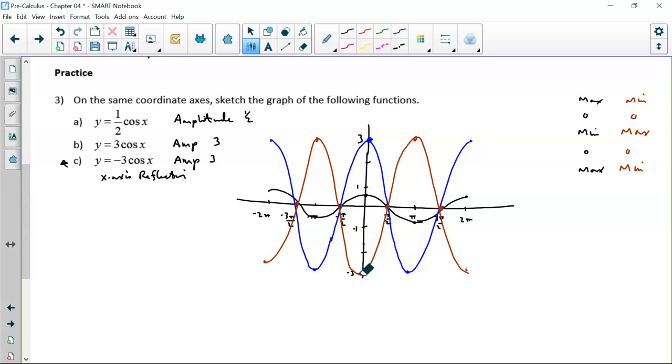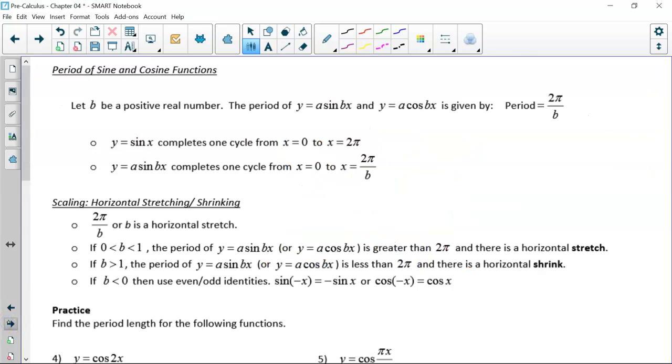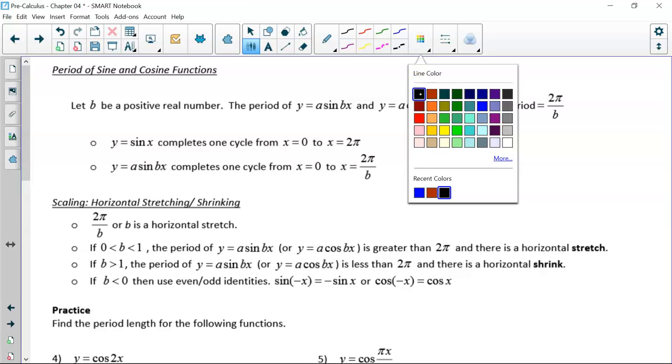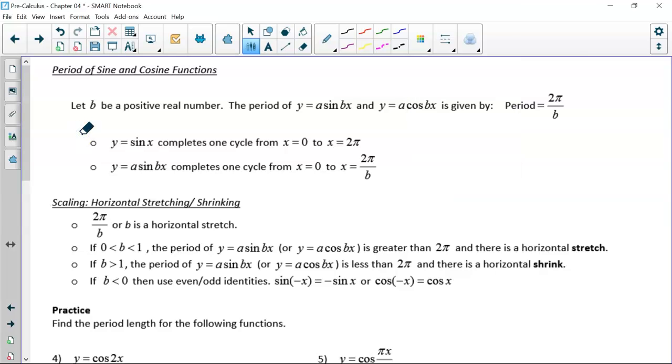Let's go to the next page, and let's talk about the period of these sine and cosine graphs. The period is how long it takes to do one complete cycle, from 0 to 2 pi. That's great when our period is x. But we're going to be looking at the sine of bx and the cosine of bx, when we have a value in front of x. To find the period, you do 2 pi divided by b. That will tell you what the period is.